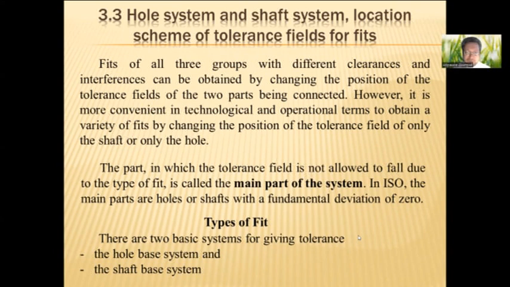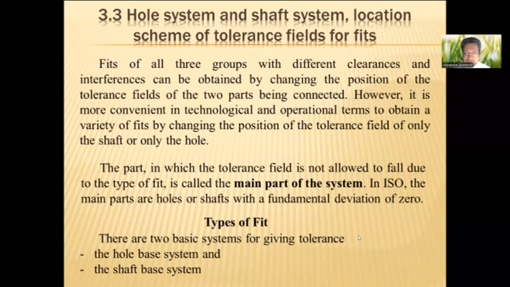However, it is more convenient in technological and operational terms to obtain a variety of fits by changing the position of the tolerance field of only the shaft or only the hole. The part in which the tolerance field is not allowed to fall due to type of fit is called the main part of the system. In ISO, the main parts are holes or shafts with a fundamental deviation of 0.